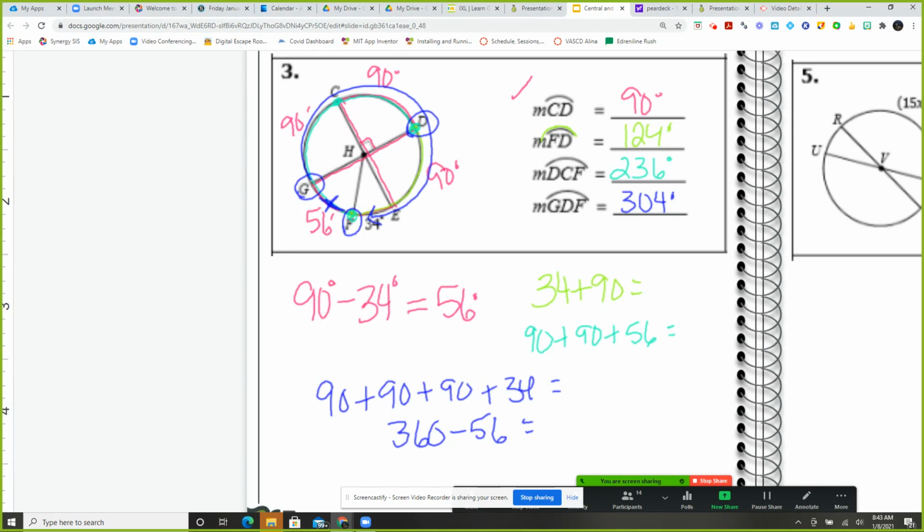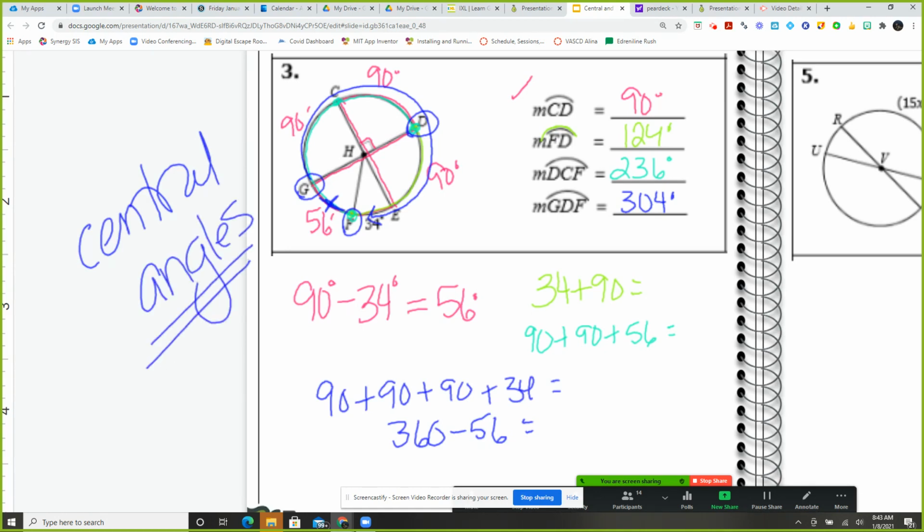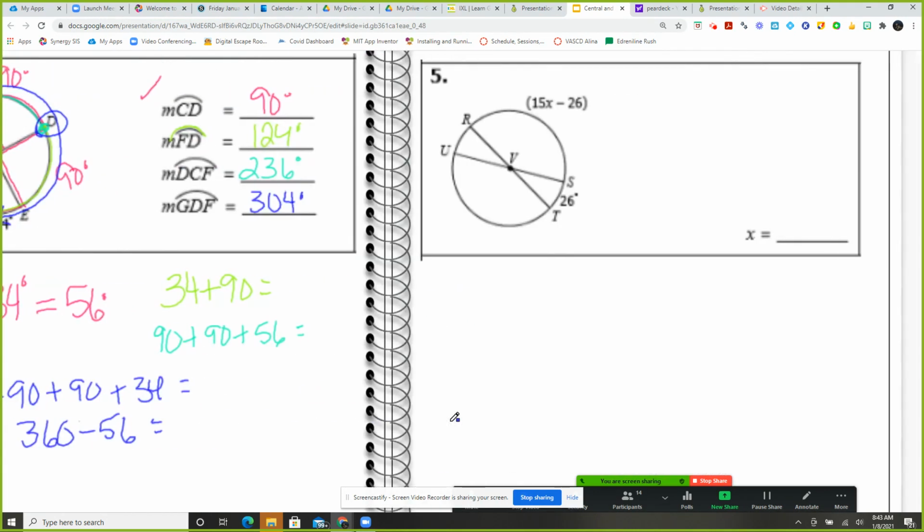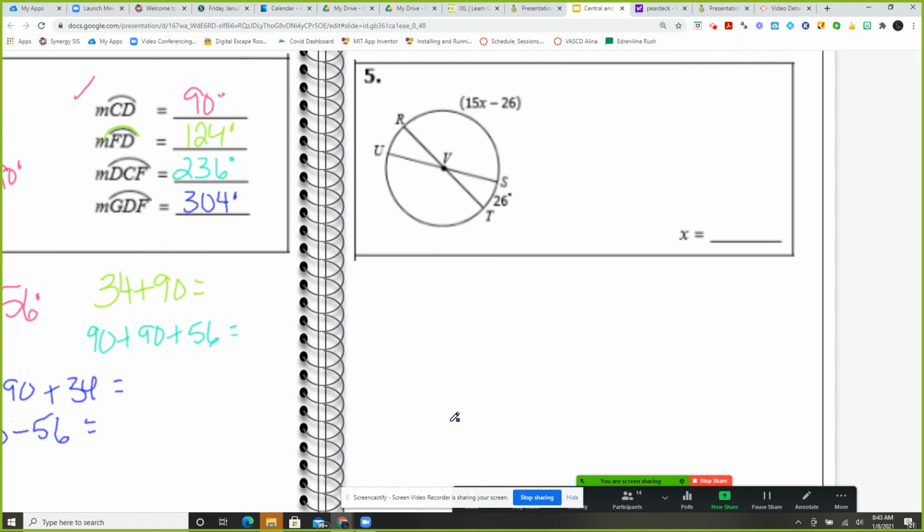And again, these are central angles. And central angles are congruent to their arcs. We ready to look at number 5? Number 5 is a little easier and a little harder at the same time. So you have to recognize that RVT is a diameter, which means this arc is a semicircle.